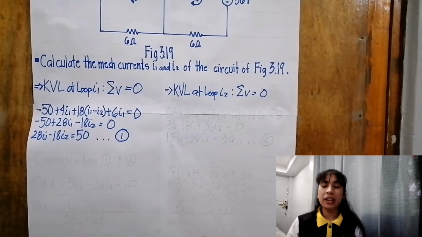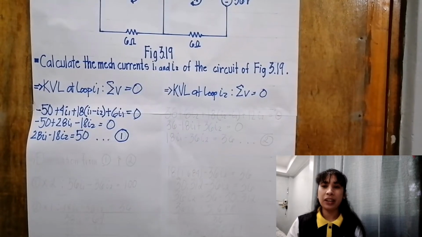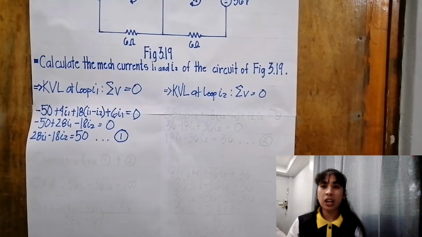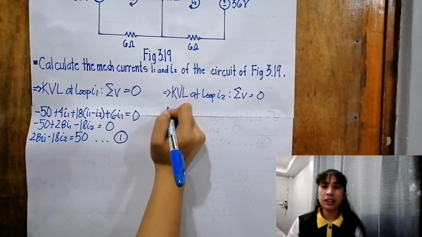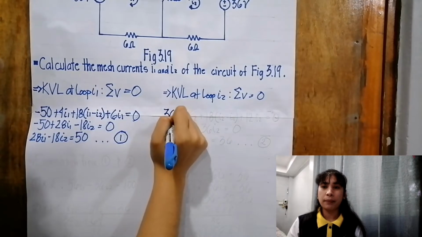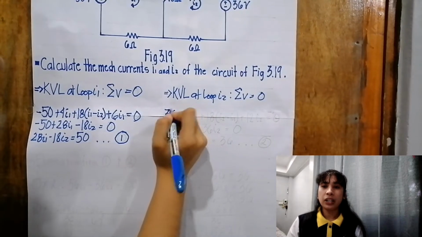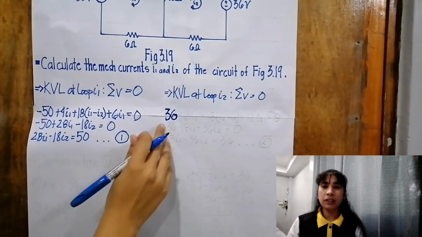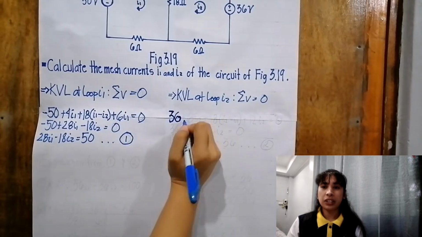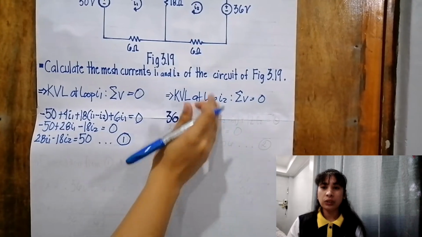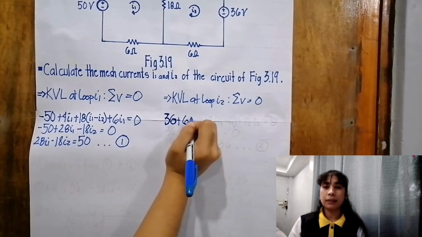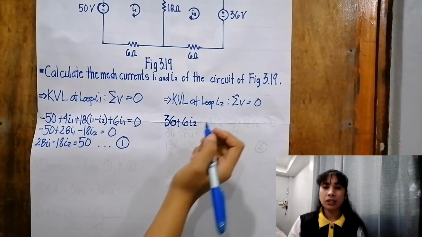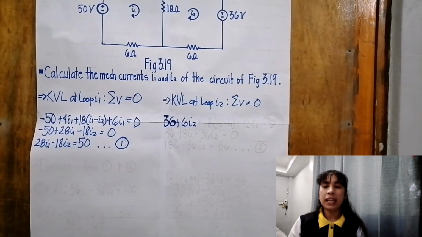So we will have KVL at loop number 2, and KVL said that the sum of voltage in a loop will equal to 0. And we start from this voltage source here, and the current is flowing from positive to negative. So the sign will be positive, and the value is 36. And we move on to this 6 ohm resistor, and we need to multiply it by the current that passed through it, which is only I2.